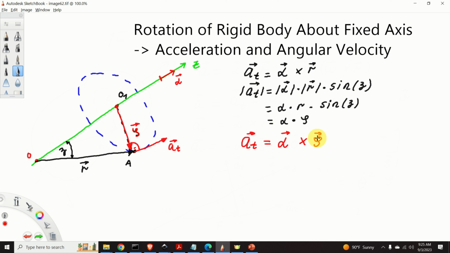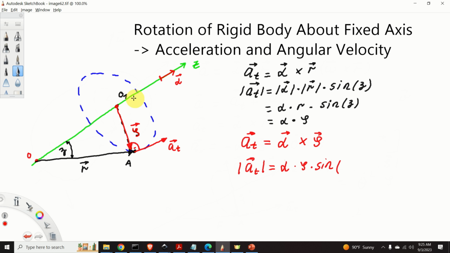But how about the intensity? Let's see what is the intensity of AT. The intensity of AT is obviously the intensity of alpha, and that's simply alpha, times the intensity of rho. The intensity of rho is simply rho, times the sine of the angle between alpha and rho. The angle between alpha and rho is 90 degrees.